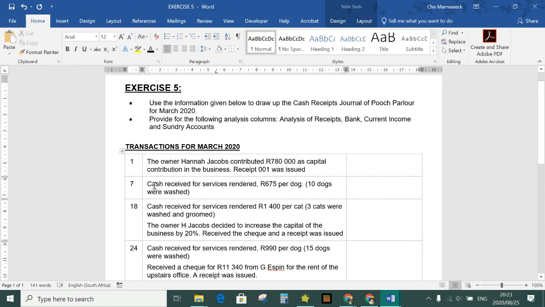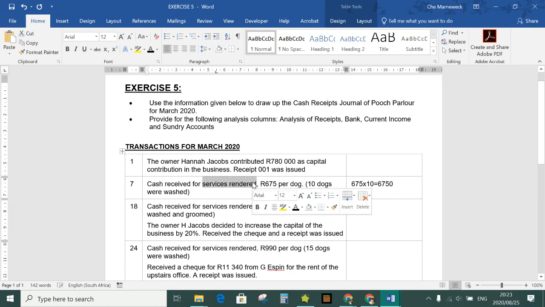Go to the next transaction. On day 7, cash received for services rendered. Hopefully services rendered is like a little light bulb going off. That's when our business provides the service. That is called current income in accounting. So we need to work out how much we get, 675 Rand per dog, and 10 dogs were washed. So on your calculator, you're going to say 675 times 10, and hopefully you get 6,750. That's how much we receive.